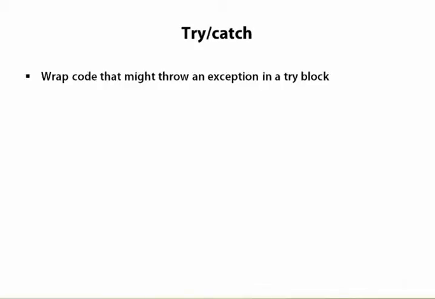Here are the rules for how to use try and catch. First, any code that you think might throw an exception should be wrapped in a try block. And then that try block should be followed by one or more catch blocks. How do you know code might throw an exception?